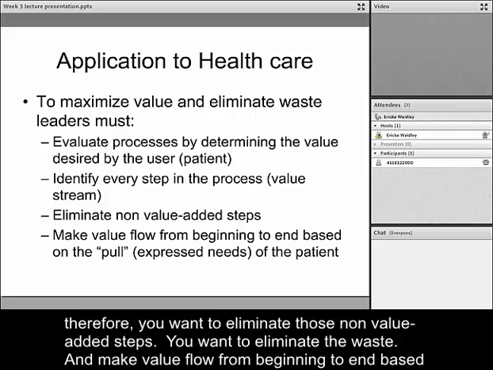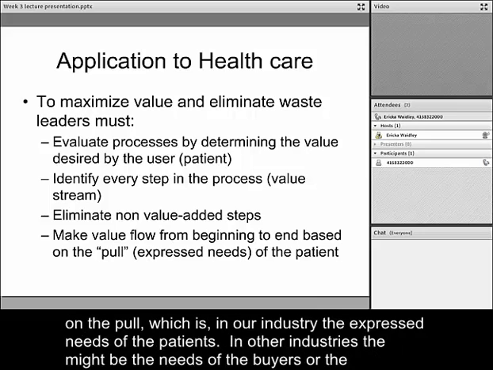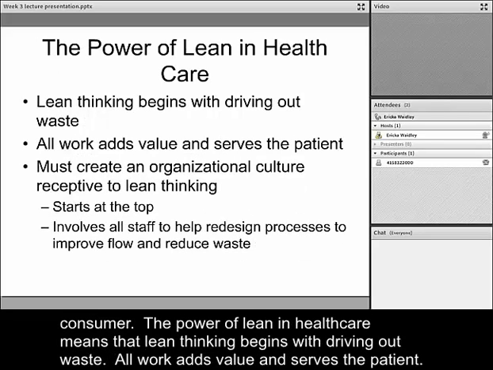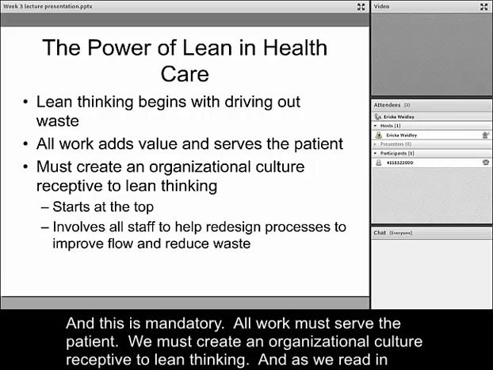And make value flow from beginning to end based upon the pull, which is, in our industry, the express needs of the patient. In other industries, it might be the needs of the buyer or the consumer. The power of lean in healthcare means that lean thinking begins with driving out waste. All work adds value and serves the patient. And this is mandatory. All work must serve the patient.